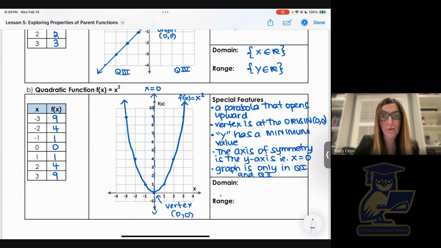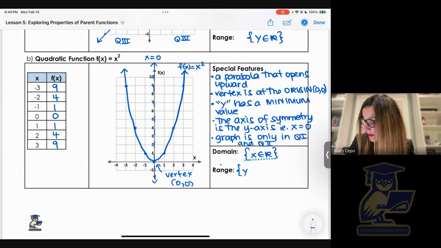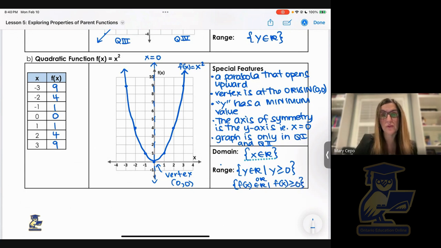Looking at the domain, what are the possible values for x with the quadratic function? x is an element of real. There are no restrictions on x. There is a restriction, however, on my range. There is a minimum, meaning that our y values can be anything, however, they have to be greater than or equal to 0. Or we can express it in function notation as f(x) is an element of real, where f(x) is greater than or equal to 0. Okay, so those two functions we have explored.